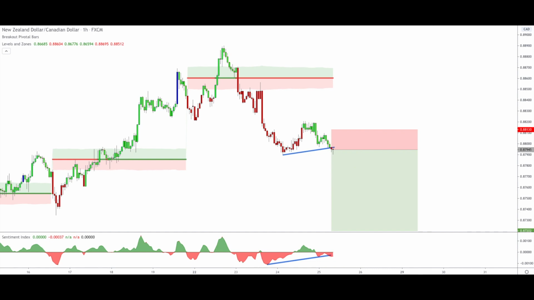The indicators that we are using today are the Breakout Pivotal Bars, the levels and zones, and the sentiment index.